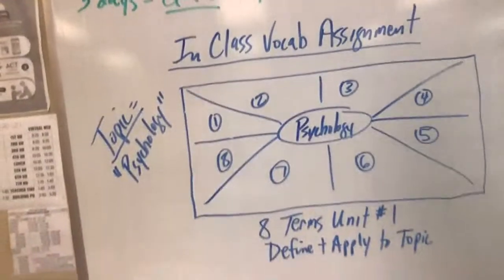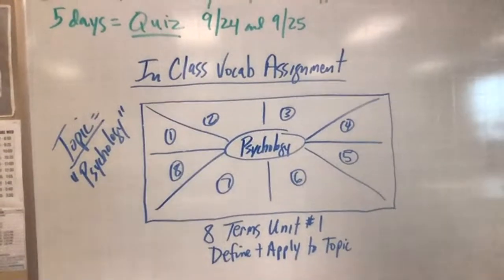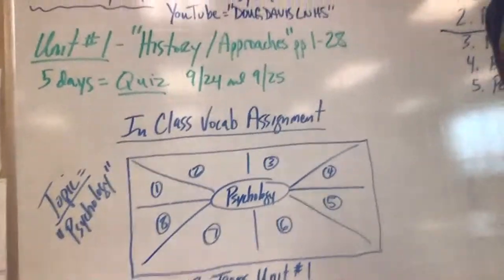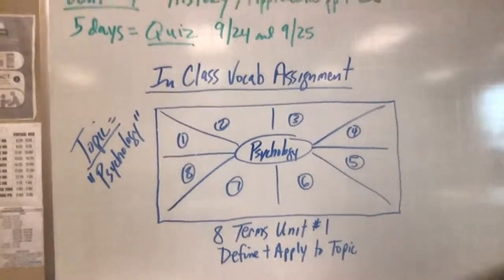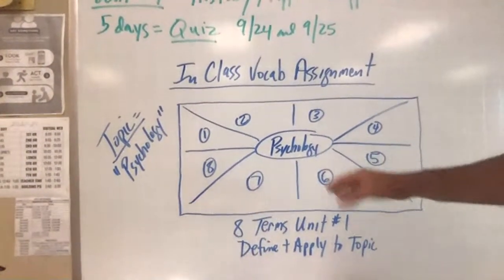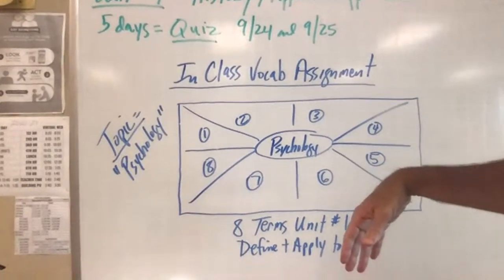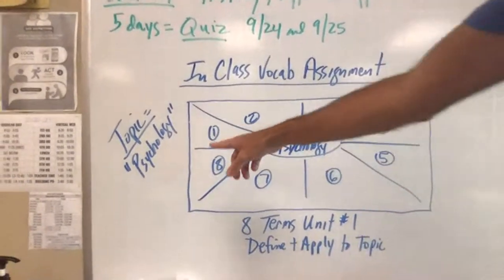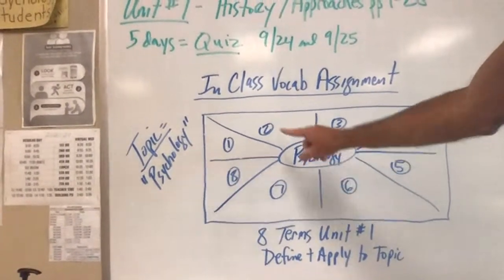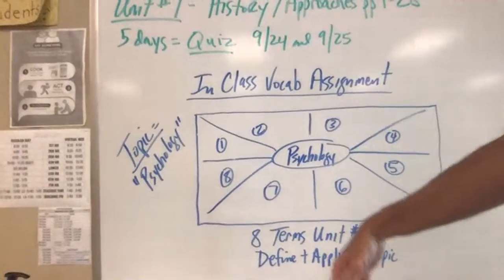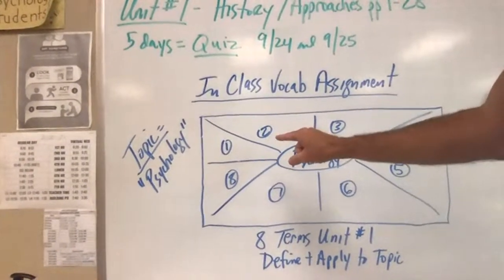Okay, then your vocab assignment. At the end of each unit, you're going to have a vocab assignment that you need to do. All right, you can use the chart, or you don't have to use the chart. You can do it in groups. You can do it by yourself. Okay, but you need to pick a topic. But this unit, I've given you the topic of psychology. Then you need to find 8 vocab terms, define and apply each one.